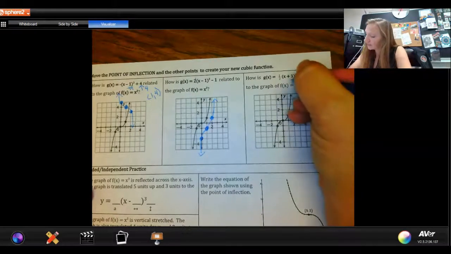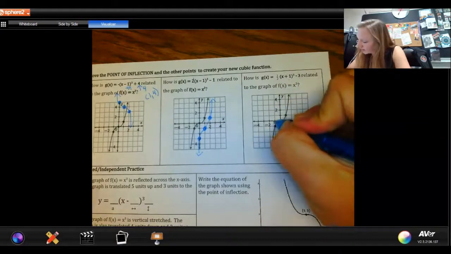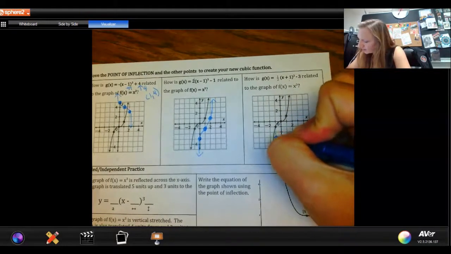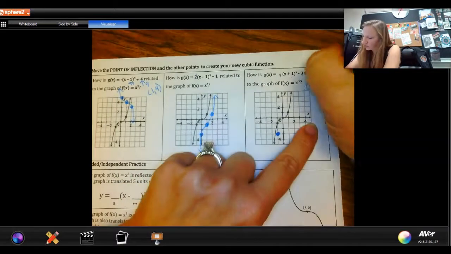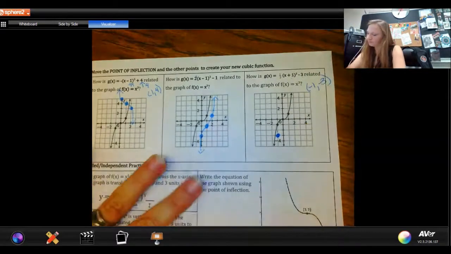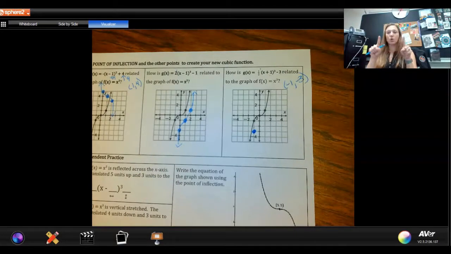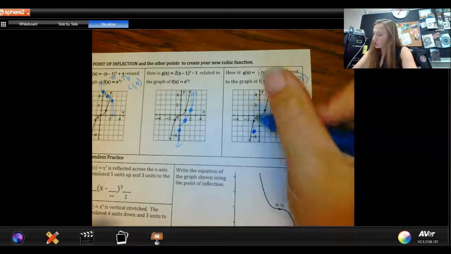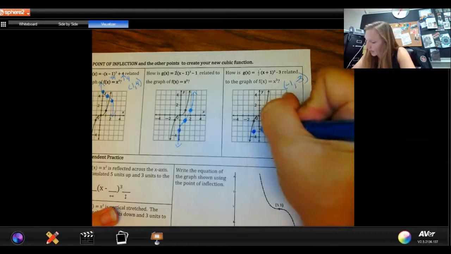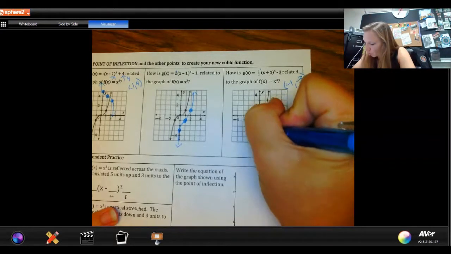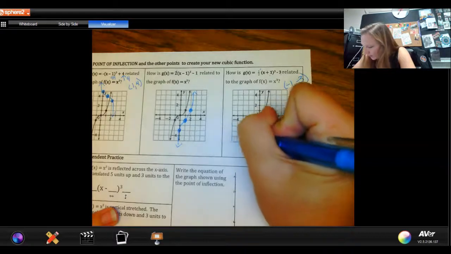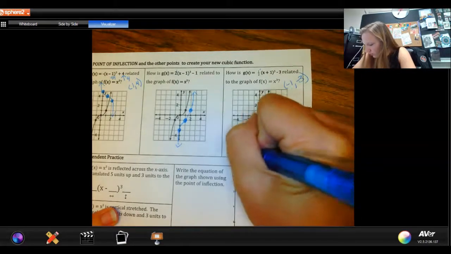Okay, last one. Point of inflection here is at -1, -3. Based on H and K, I can see the point of inflection is going to be at -1, -3. This time I have a vertical compression of a half. So remember, I said always go over 1 from that point of inflection, always. A tells us how many to go up and down from there. So I'm going to go over 1 and up a half, over 1, down a half, to be able to draw my squiggle from there.